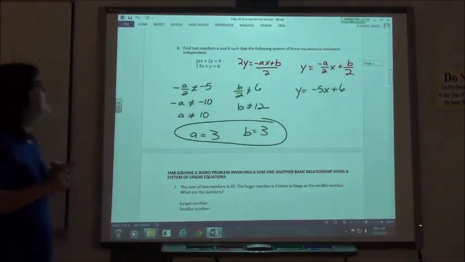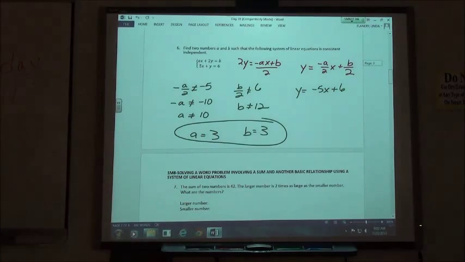So, consistent dependent, they're both the same. Consistent independent, they're both different. And inconsistent, the slope is the same, but the y-intercept is different.